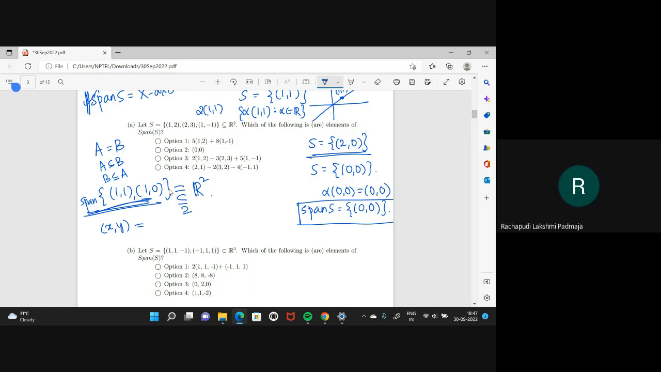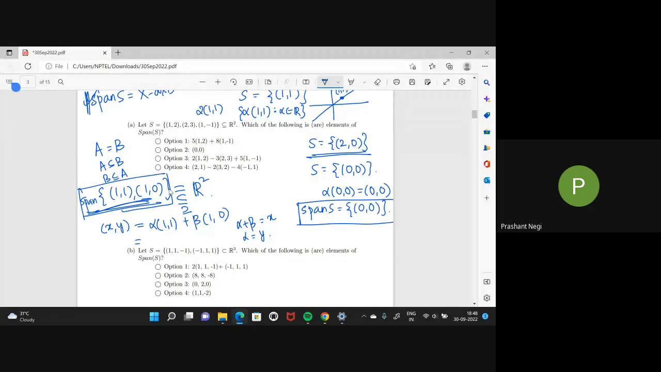A linear combination of these two, ma'am. Alpha times (1, 1) plus beta times (1, 0). If I can find alpha and beta in terms of x and y, I am done, right? So can we do alpha plus beta is x? Yes, ma'am. And alpha is y. So we know alpha is y, and beta is x minus y. So what is the span of this set?